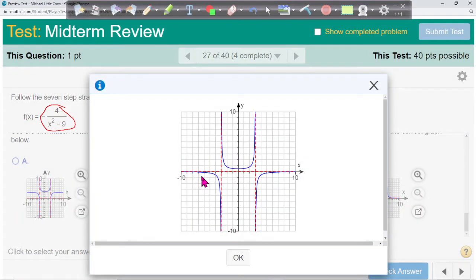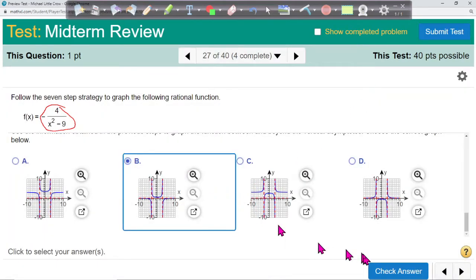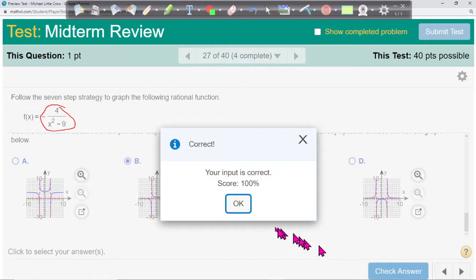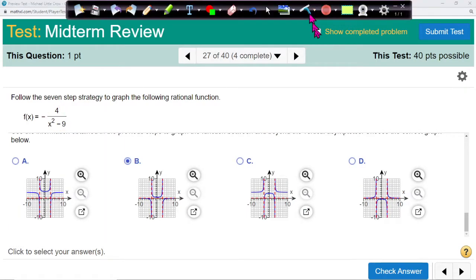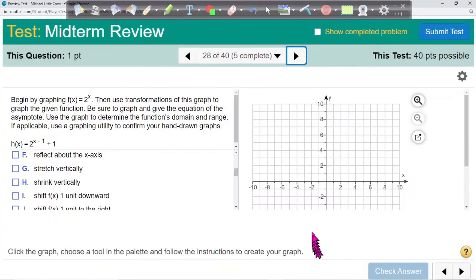Take a quick look. And now let's check our answer. Now we're okay. I did all that work. I forgot the negative the first time. Sorry about that. Okay, so that goes there. Clear it out. Just keep plugging forward. So 28. We got a few more to go.